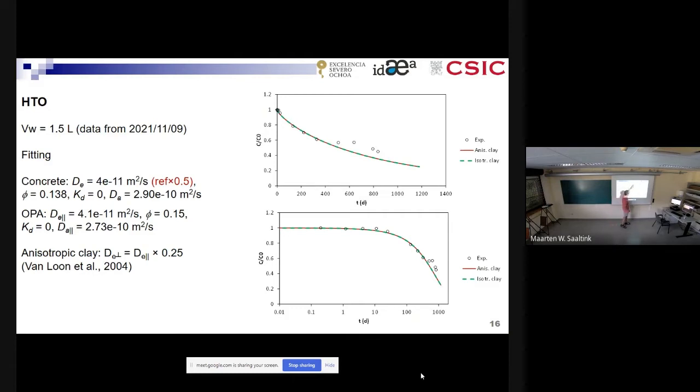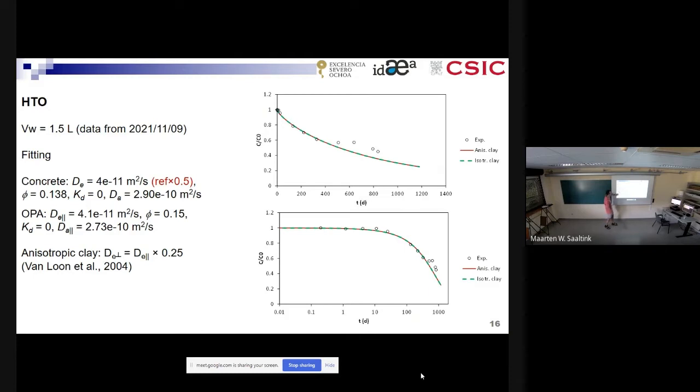So I have a dashed line, which is assuming that the clay is isotropic, and the red line assuming that the clay is anisotropic. Actually, there's no difference, just because, as you can see, there's not much transfer into the clay. It's mostly inside the concrete. So what happens in the clay, that's not happening.